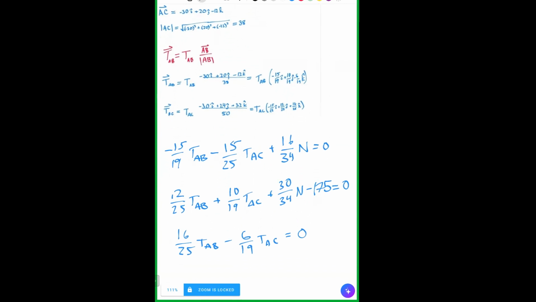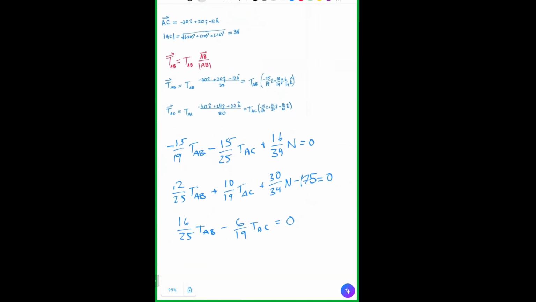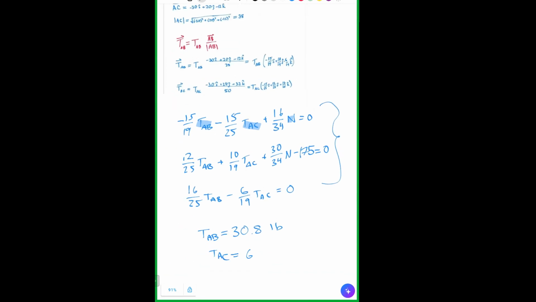Great. So now that we have this system of three equations, all we have to do is solve them, because we have three unknowns, which are TAB, TAC, and the normal force. Once you set those up and plug them into each other to solve, the result of solving that system of equations will get you TAB equals 30.8 pounds, and TAC equals 62.5 pounds.